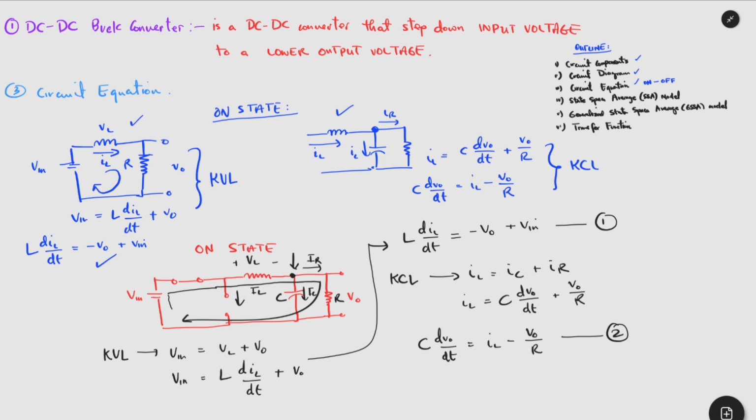And for the KCL, we said that the total current passing through a node, which is this node here, will be equal to the sum of current leaving this node. Therefore, we have this equation here. So it shows how we can use mathematics to derive the equation in a circuit, such as the DC buck converter. Now we are going to look at what will happen during the off state of the DC to DC buck converter.